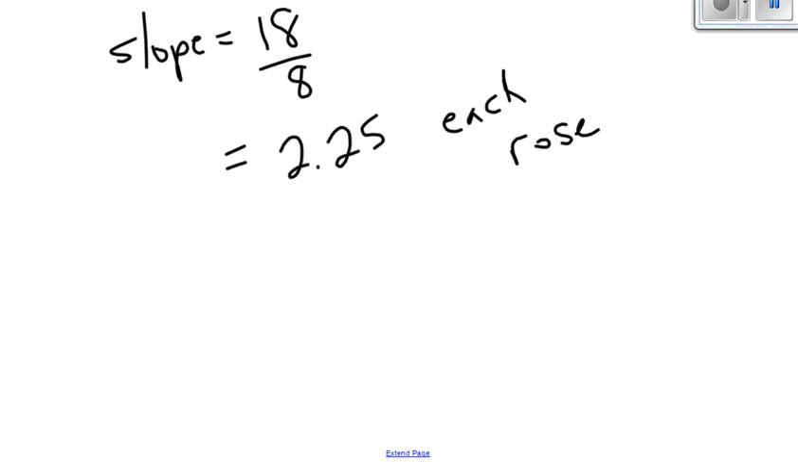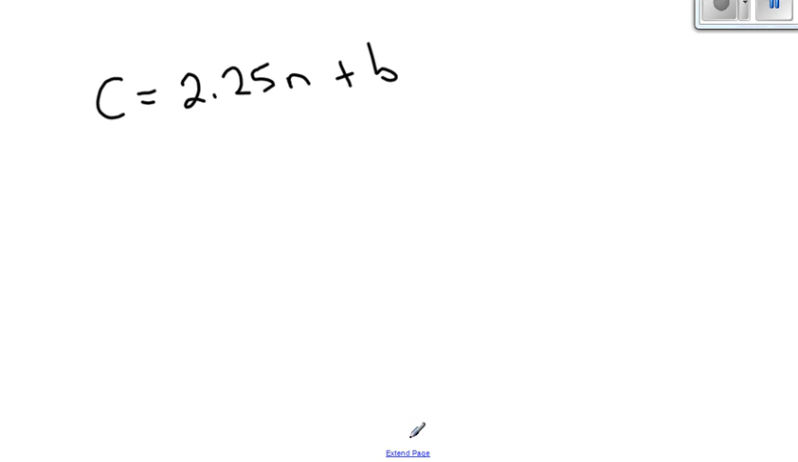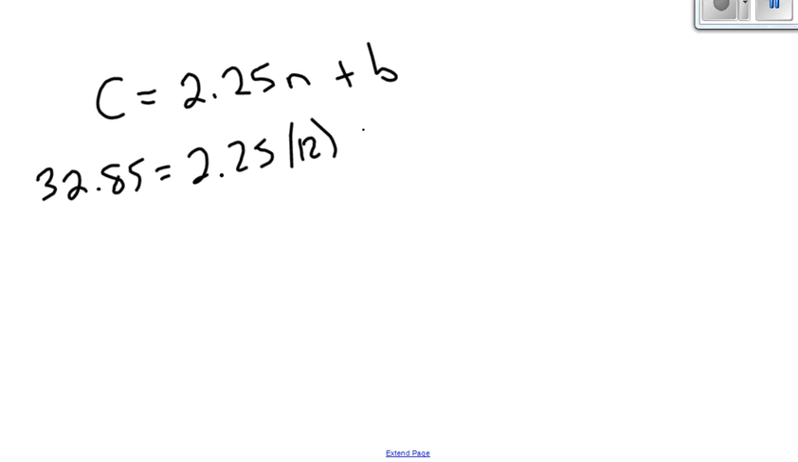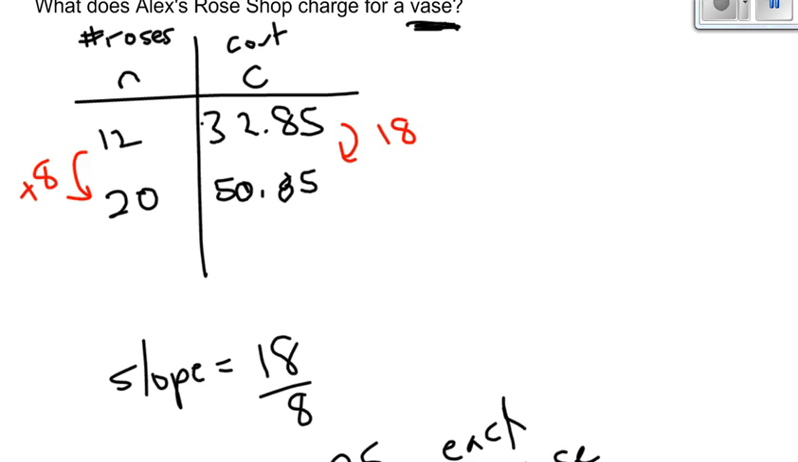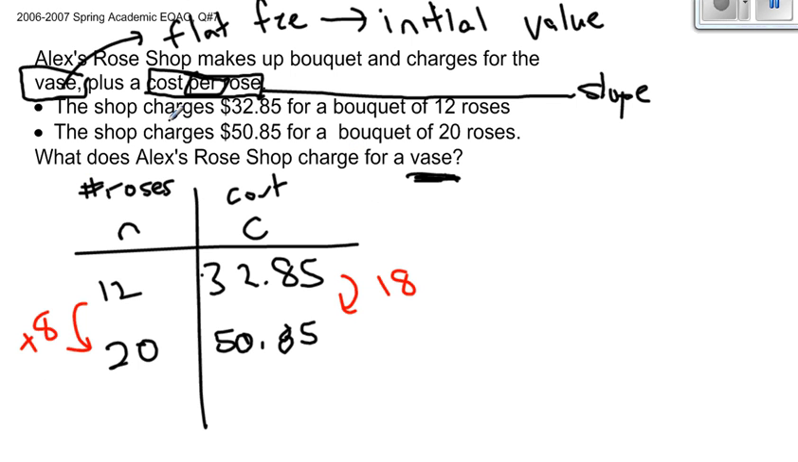And therefore, I can tell you the cost of a vase. The total cost is $2.25 for each rose plus the vase. So subbing in a value that I know, like $32.85, that was for 12 roses, and doing the math, I get a value for B of $5.85. So the vase costs $5.85, and then it was $2.25 per rose after that. So make sure you can read a question and fit the question into the concepts you know, like linear relationships.